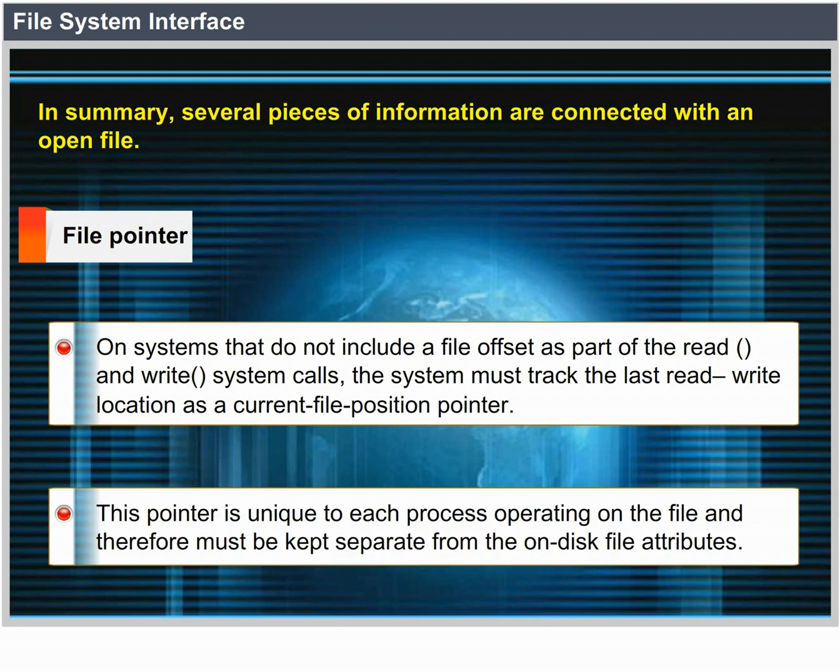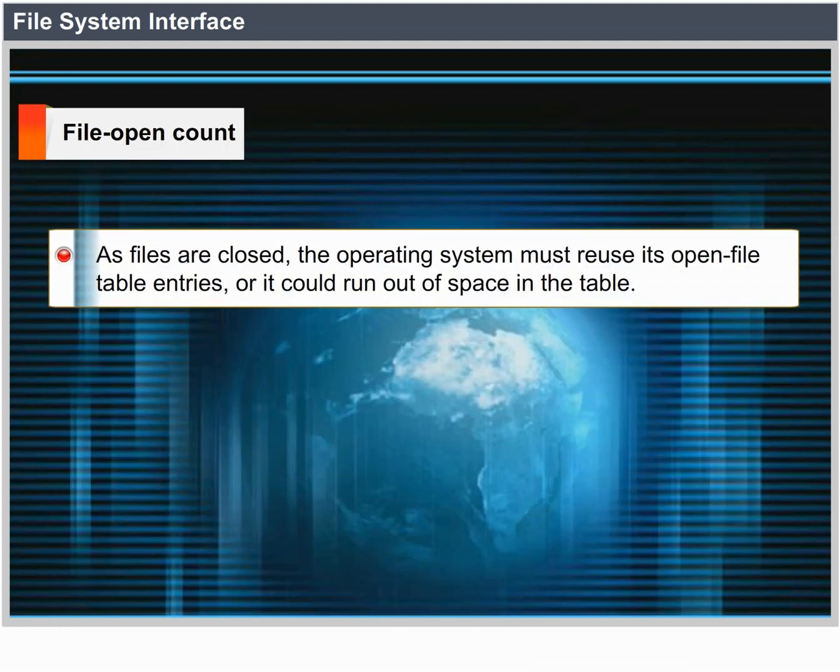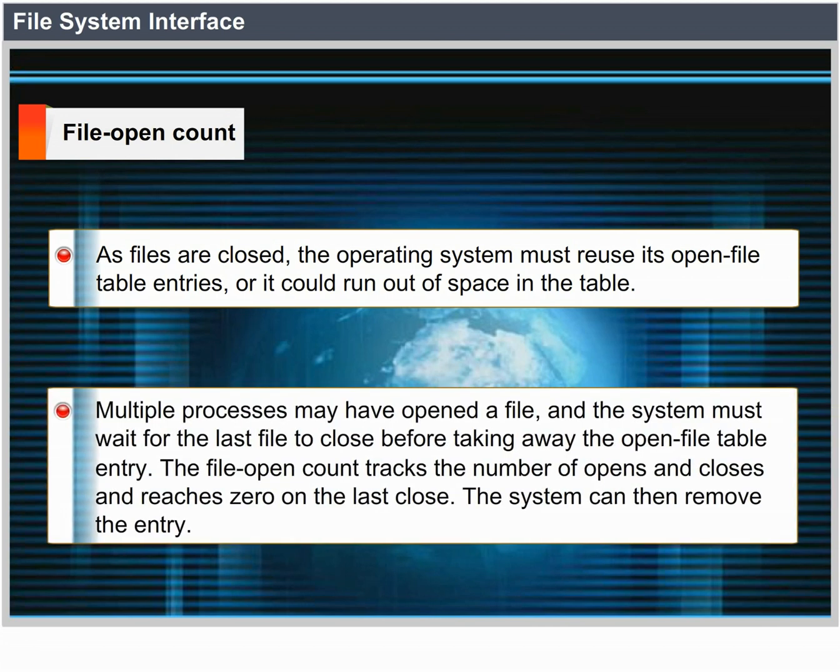File open count. As files are closed, the operating system must reuse its open file table entries, or it could run out of space in the table. Multiple processes may have opened a file, and the system must wait for the last file to close before removing the open file table entry. The file open count tracks the number of opens and closes and reaches 0 on the last close. The system can then remove the entry.